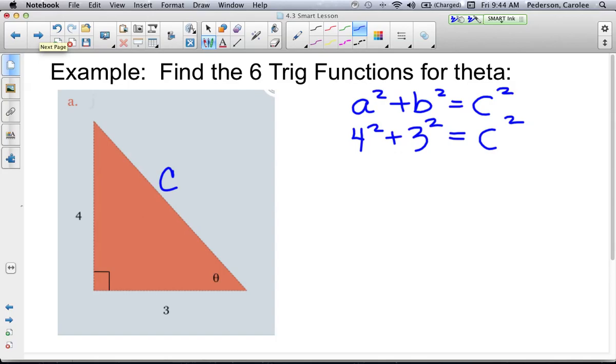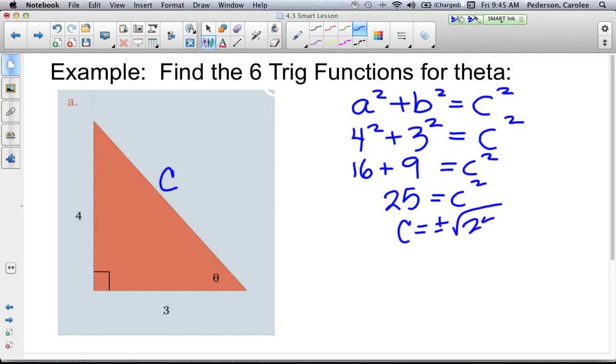So we get 16 plus 9 equals c squared. 25 equals c squared. So then c equals plus or minus the square root of 25. So c equals 5. Why do I not want the negative in this triangle? It's a distance, it doesn't exist. So now we can come over here and label side c, which is 5.